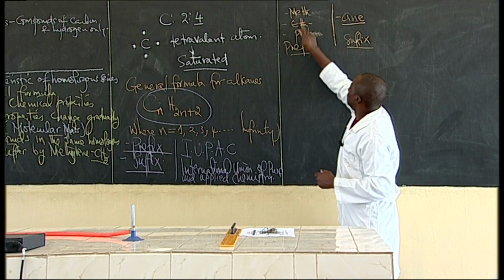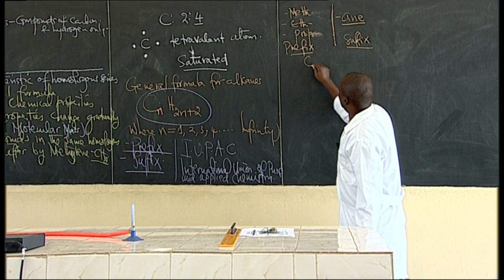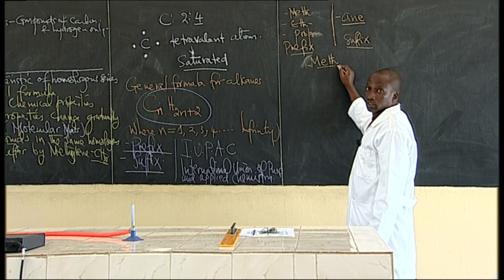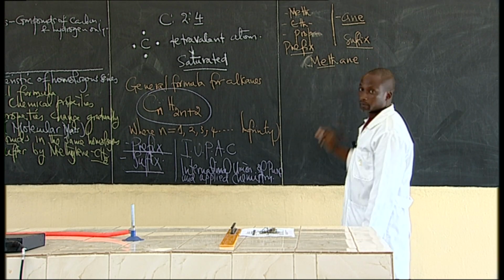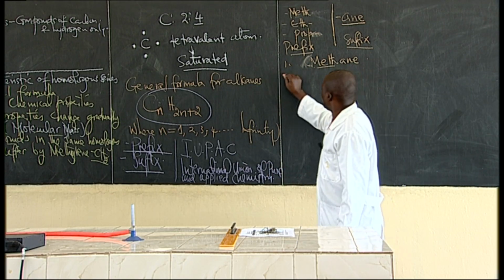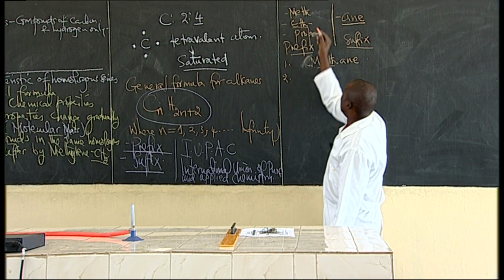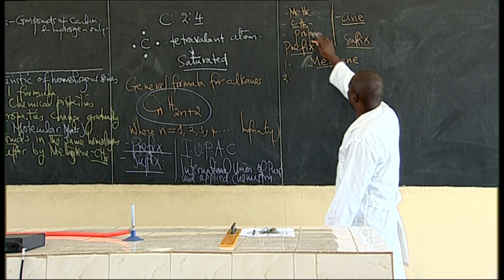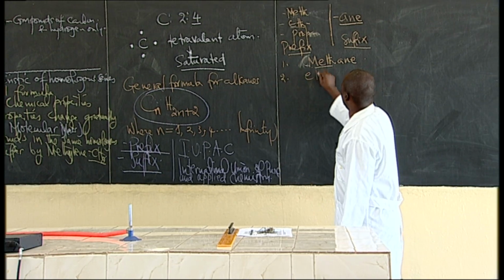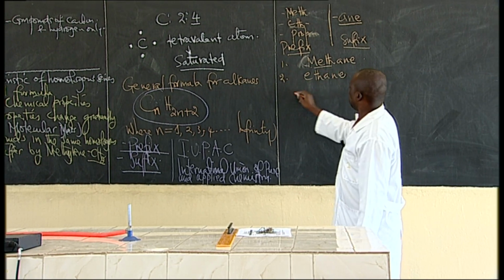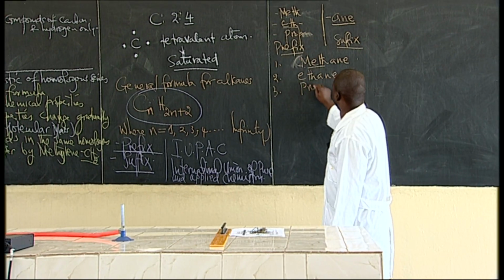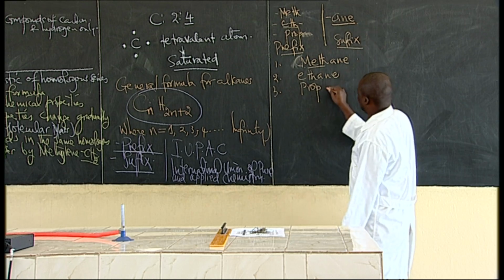So for this one, when we combine with carbon number 1, it will be meth, that is the prefix, then we add -ane. So the first member will be methane. When we go to the second member, it is eth, that is the prefix, and then we add -ane, the suffix. So we'll have ethane. When we go to the third member, we have prop. Then we add this suffix, -ane.